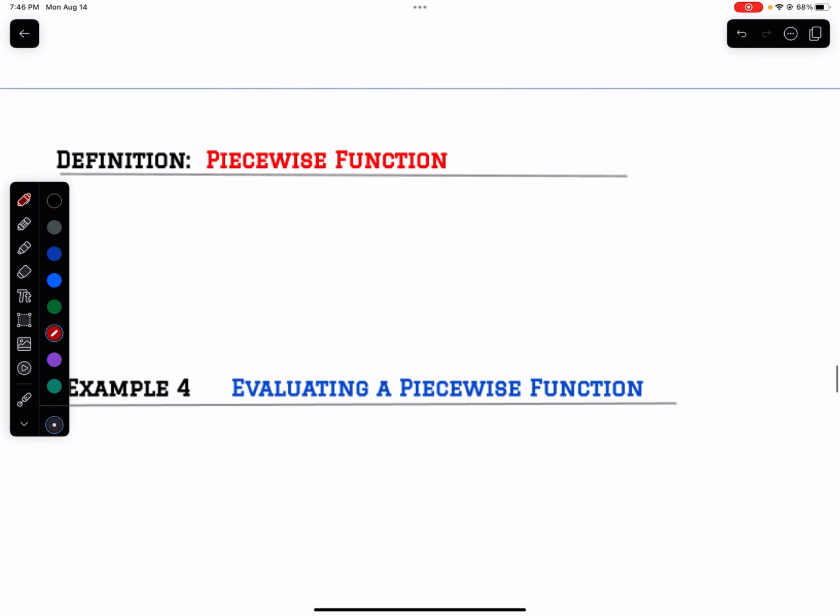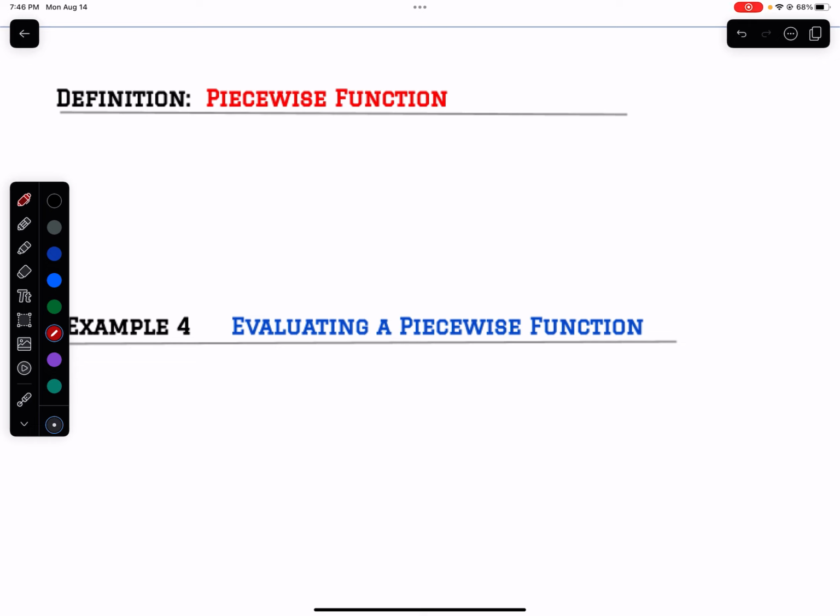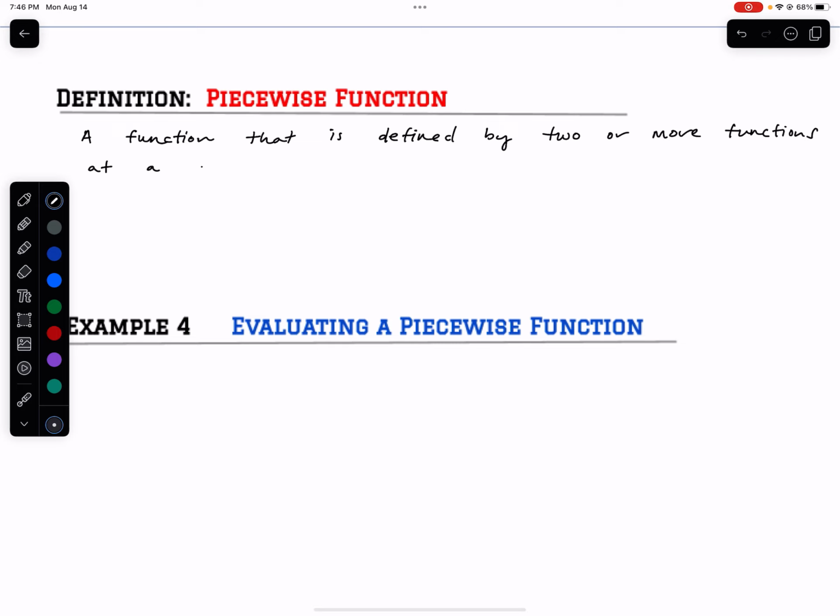Okay, piecewise function. So you guys may remember this from Math 2, maybe not. But a piecewise function is a function that is defined by 2 or more functions at a specific domain.